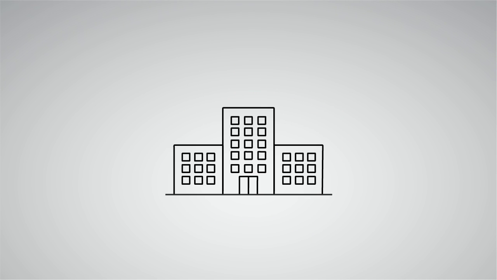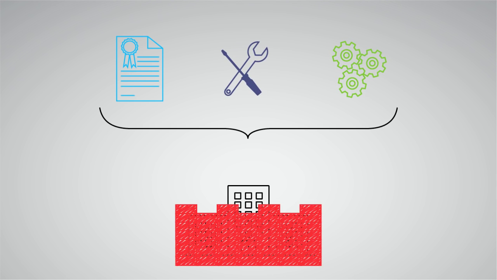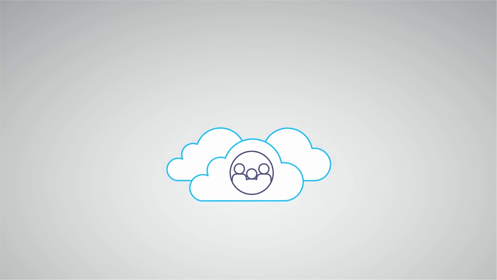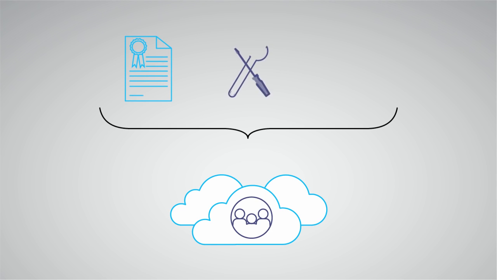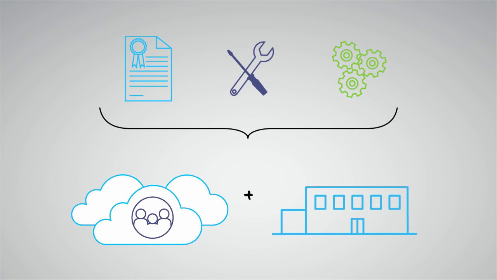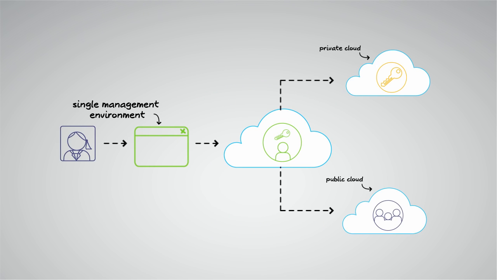A private cloud is provisioned for the exclusive use of a single organization. The infrastructure is usually owned, managed, and operated by the organization within its own firewall. A public cloud infrastructure is open for use by the general public. This type of cloud is owned, managed, and operated by a cloud service provider and runs on the provider's premises. A hybrid cloud allows a user to access both private and public cloud resources from a single management environment.